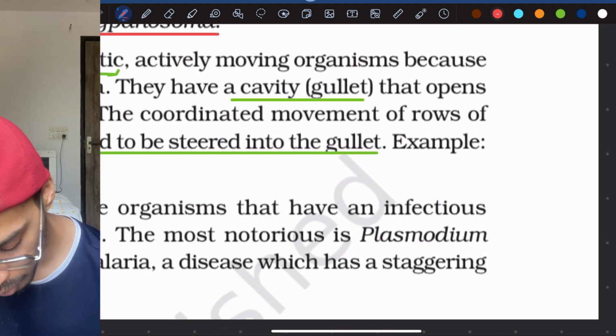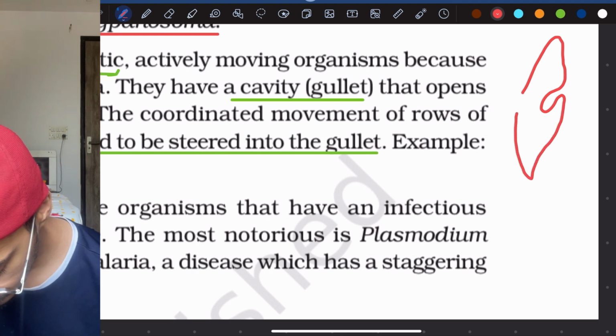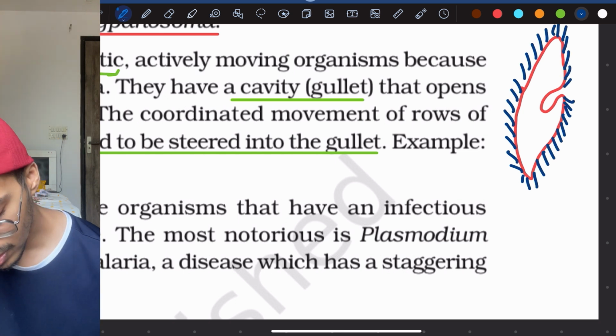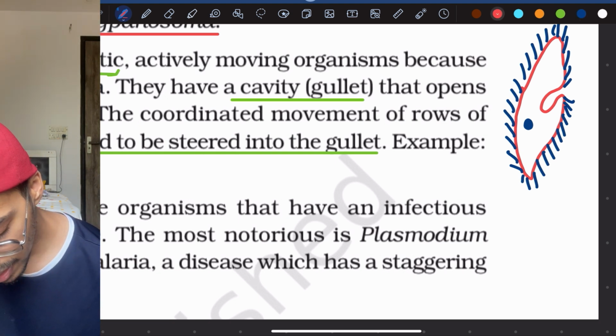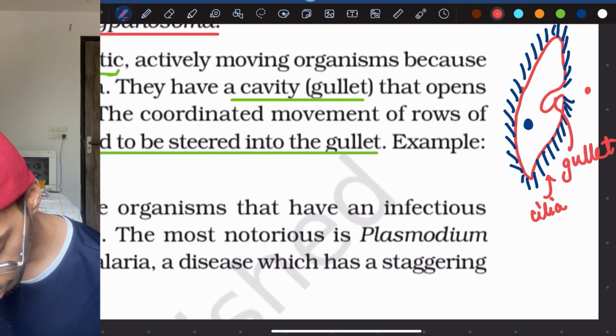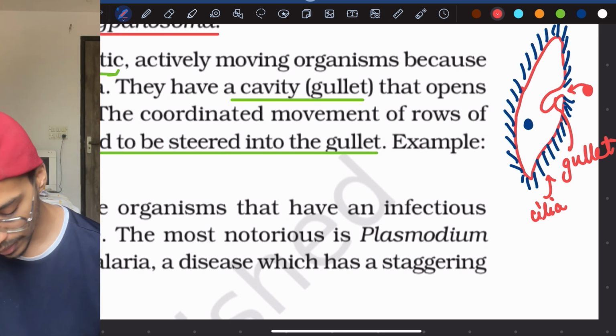Like over here, I'm making the diagram of it. For example, imagine it looks like this. These are the cilia, and this is the gullet. And food is like this, imagine. So food will be put into it with the help of cilia and the movement.